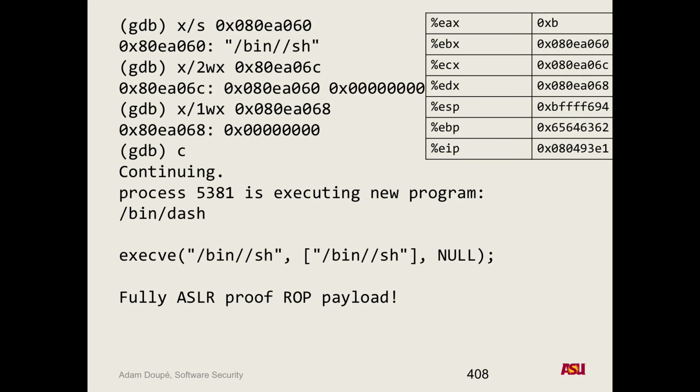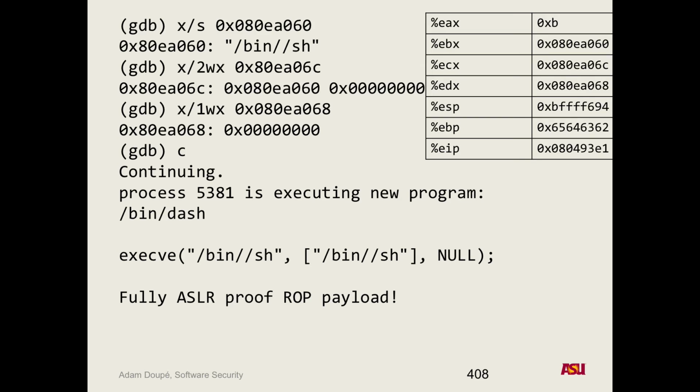So this is a ROP payload for this program that is fully ASLR proof. It doesn't matter how much ASLR you apply to this program. We will be able to execute any arbitrary computation and any arbitrary commands from here. There's an important point. You may think that we could skip this argv and make it null, but that was an optional step.